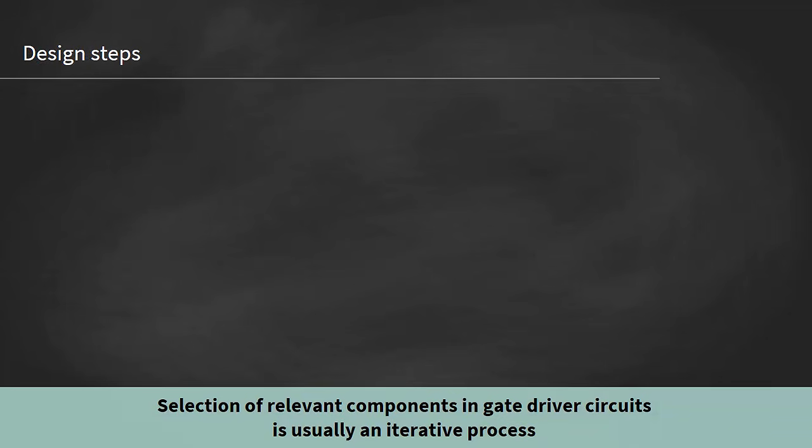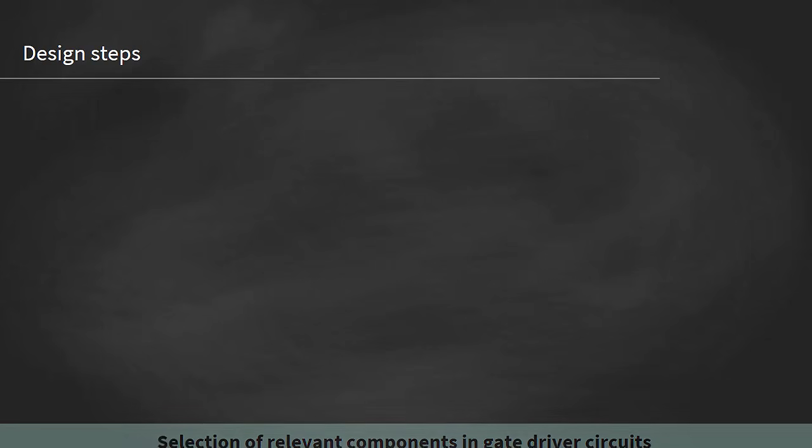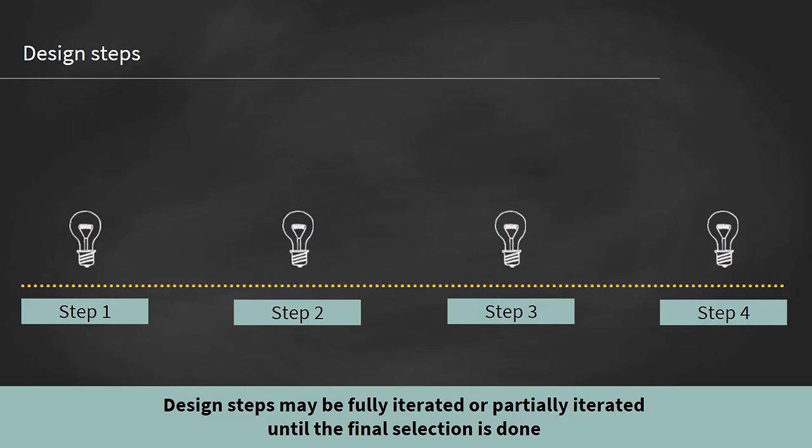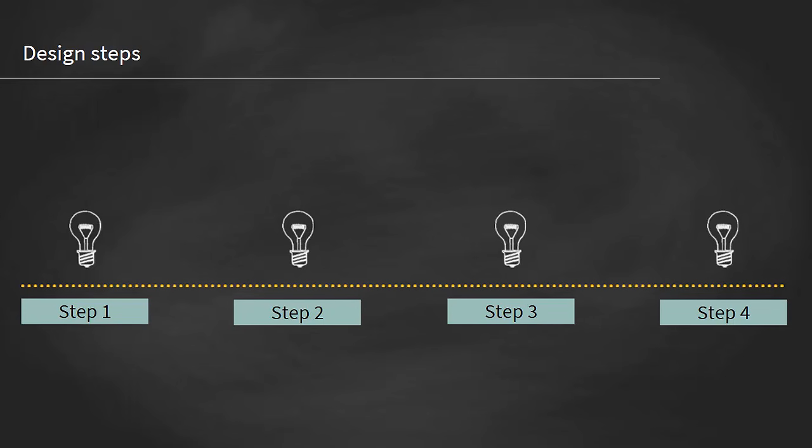The selection of relevant components in a gate driver circuit is usually an iterative process. This process commonly starts with first assumptions and then goes through the optimization of the circuit by fine-tuning particular items. The following design steps may be fully iterated or partially iterated until the final selection is done. There are 4 major design steps to obtain a reliable gate driver design.